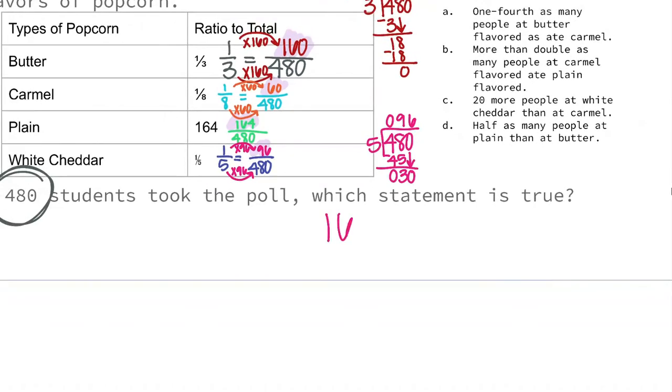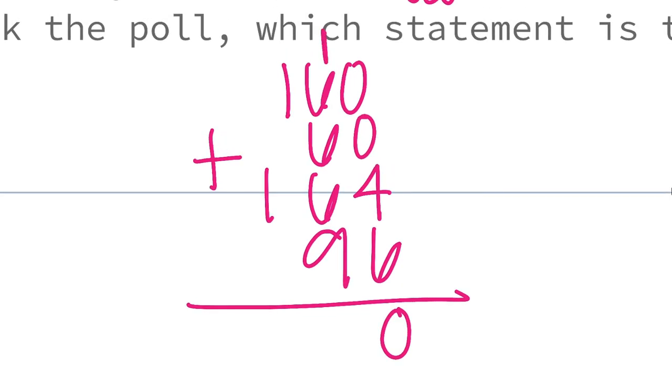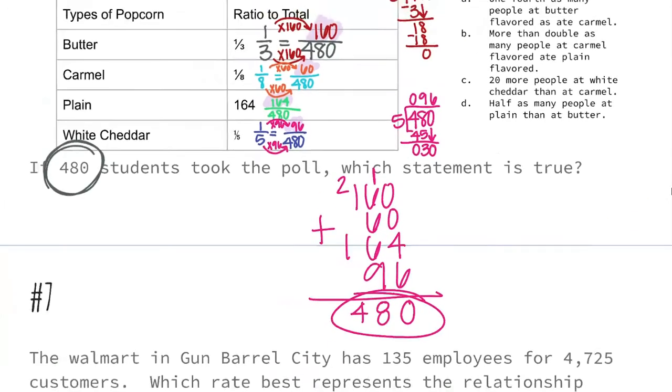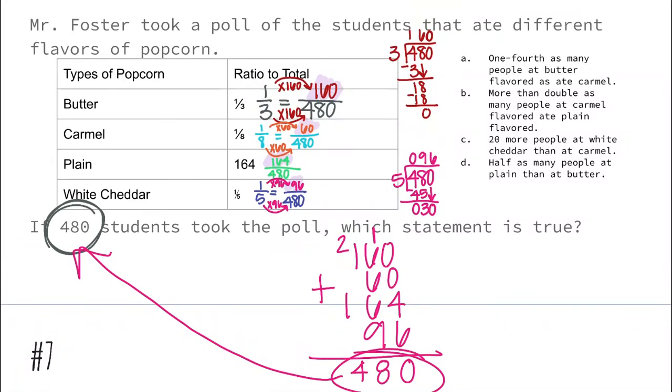Notice if we were to add all these up, 160, 60, 164, 96, we should get 480 because that's how many people voted, right? 0 plus 0 is 0, plus 4 is 4, plus 6 is 10. 6 plus 6 is 12, plus 6 is 18, plus 1 is 19, plus 9 is 28, and then I've got 2 plus 1 is 3, plus 1 is 4. 480, which is what we wanted. So just double checking my math just to make sure. Sometimes I mess up. Okay, so let's read these statements. We got to figure out what is true.